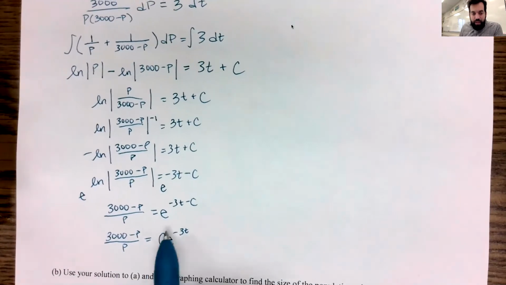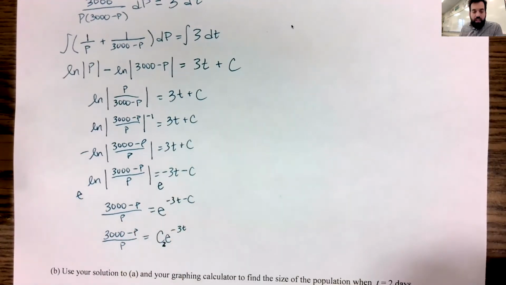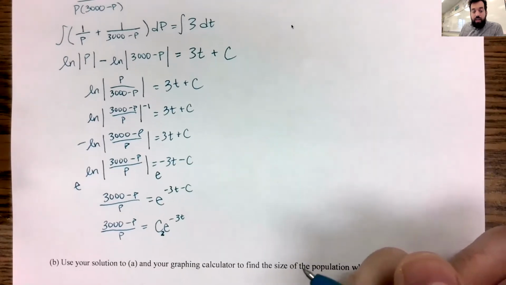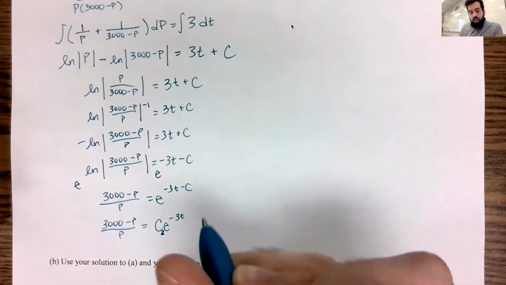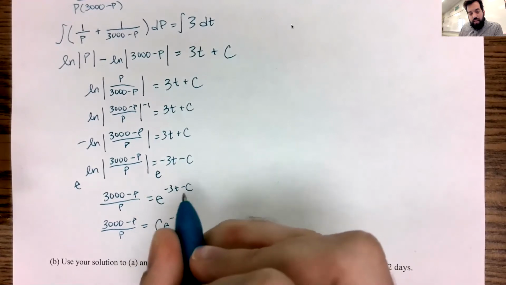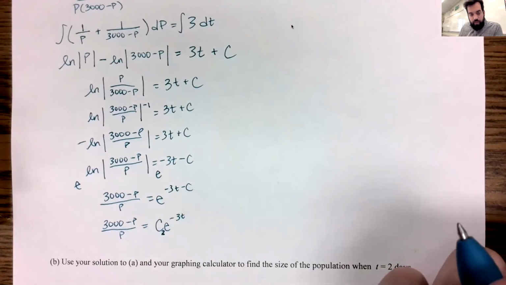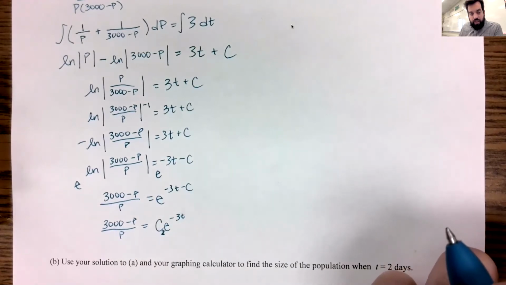And this is not the same c as up here. So sometimes we would put a c2 to show that it's a different constant. I'm not going to continue to write that, but you just need to know we brought the c down because e to the -c is just a constant anyway. So we might as well just call it c. But just know it's a different c than the step before.